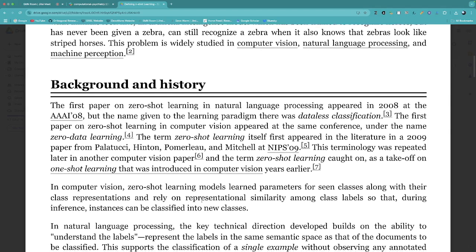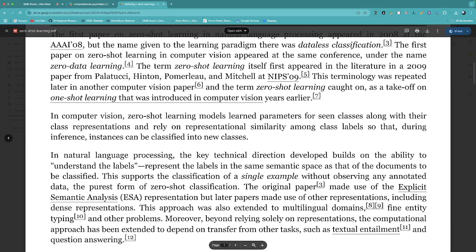In computer vision, zero-shot learning models learn parameters from seen classes, along with their class representations, and rely on representational similarity among class labels so that during inference, instances can be classified into new classes. So you're observing a subset of things, you're exposed to a wider set of things, and the model has to generalize, say, from horses to horses with stripes, which are now zebras. So you can have this new category and give it a new label.